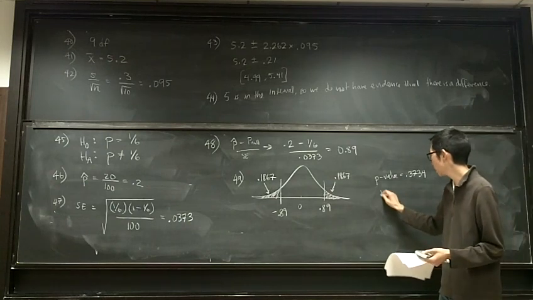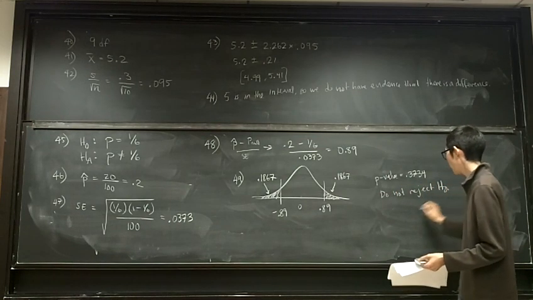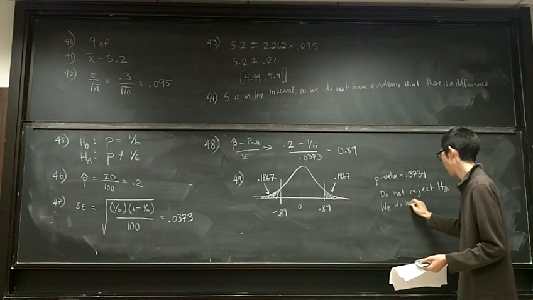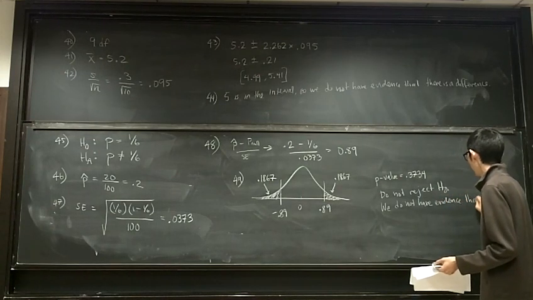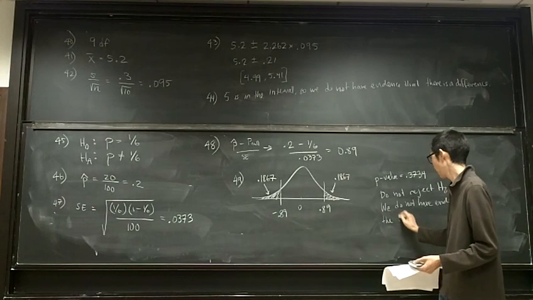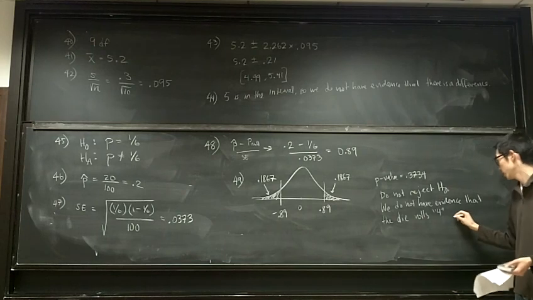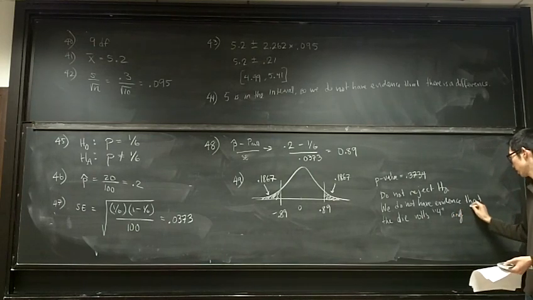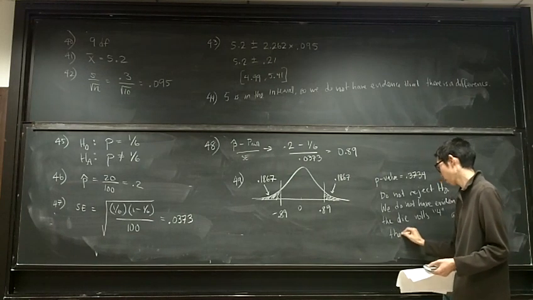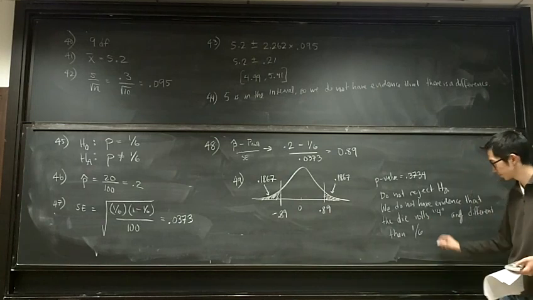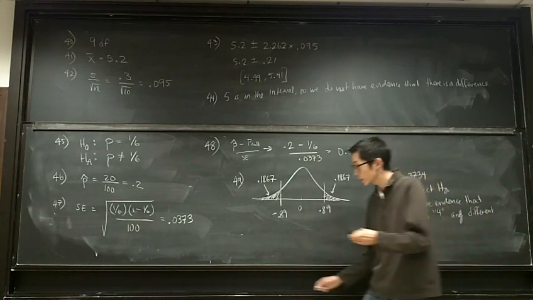So I do not reject the null hypothesis. We do not have evidence that the die rolls for a 4 any different than 1/6. All right. And that's it for that problem.